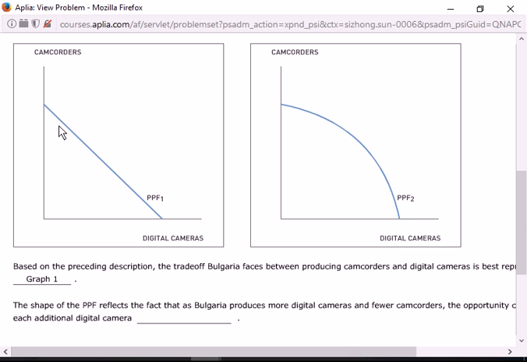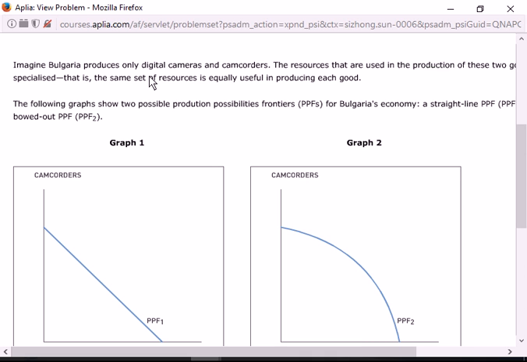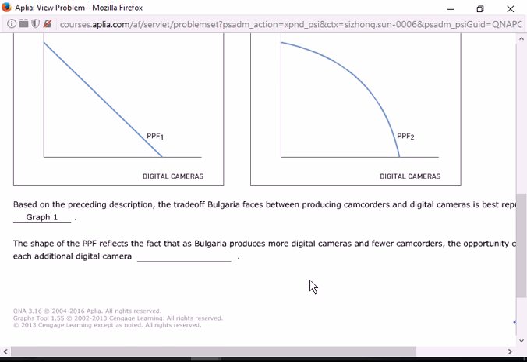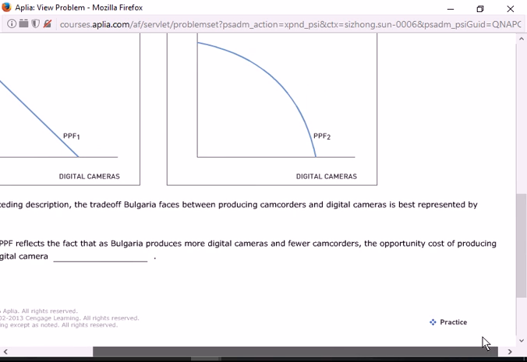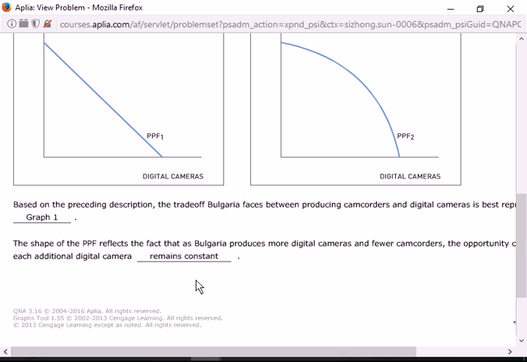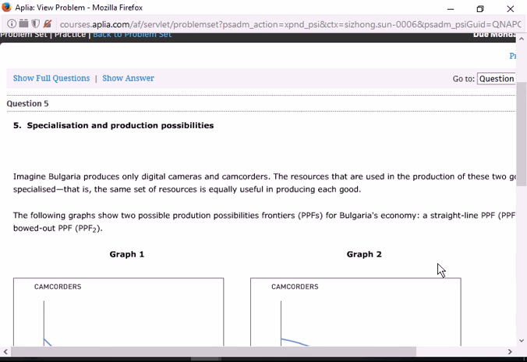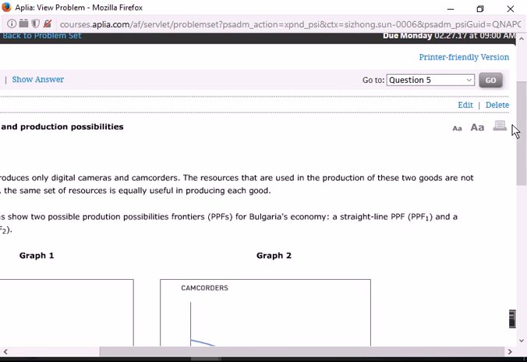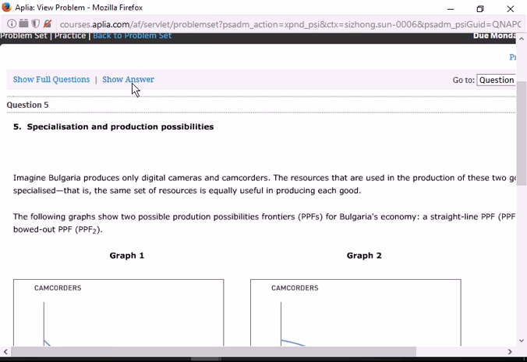Then further cut 1 more camcorder. So there are some resources released, and this can be used to produce digital cameras to the same amount, because we are told that the same set of resources is equally useful in producing each good. So that's a straight line. The shape of the PPF reflects the fact that as Bulgaria produces more digital cameras and fewer camcorders, the opportunity cost of producing each additional digital camera remains constant. It's constant, a straight line. That's question 5.